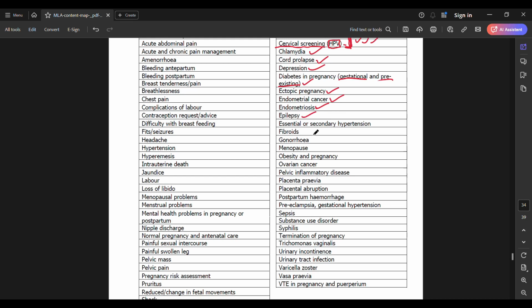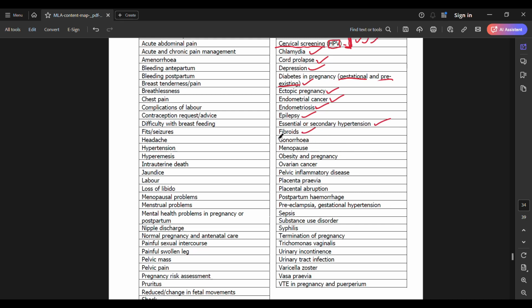Epilepsy. So epilepsy may show up as eclampsia in the case of obstetrics. So know what drugs you're going to use, how you're going to manage the patient, what you're going to do for them. This is a very favorite topic in your multiple choice questions, but it may show up in your OSCE station as well. Essential or secondary hypertension. So gestational hypertension is something that you should know. Preeclampsia is something that you should know really well.